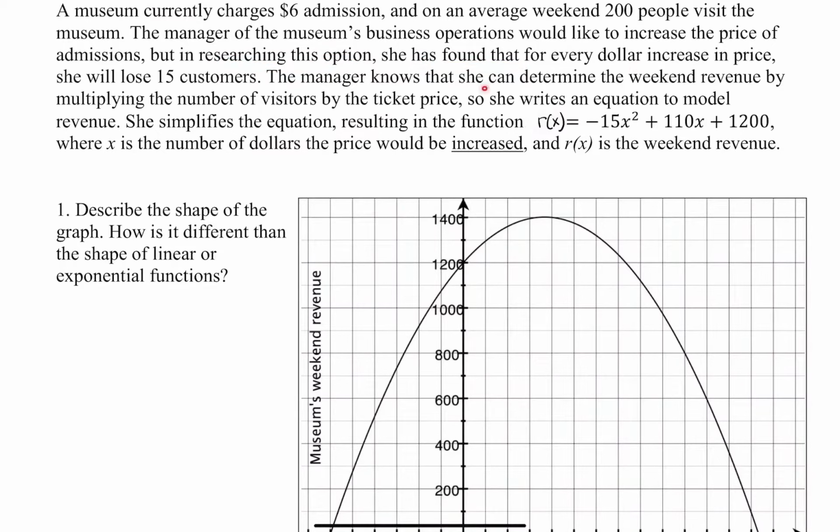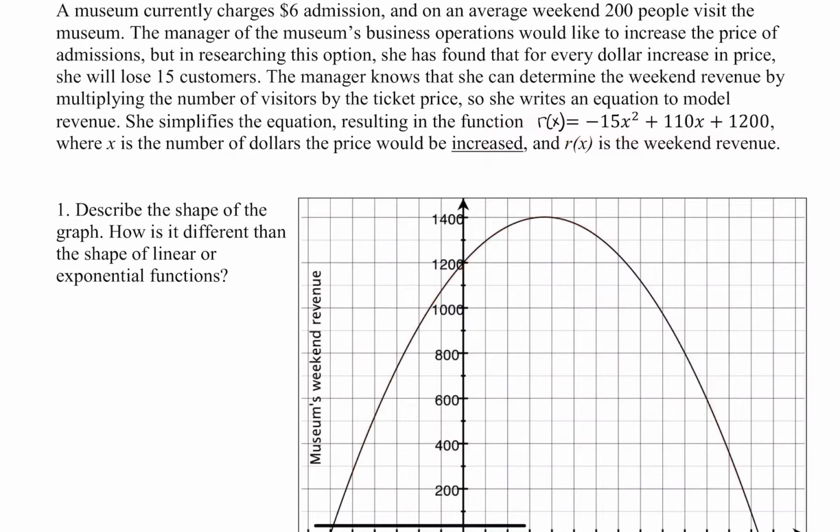The manager knows she can determine the weekend revenue by multiplying the number of visitors by the ticket price, so she writes an equation to model this revenue. And you can see this model below visually, although I have it partially cut off in the video. We'll get there. Anyways, she simplifies the equation resulting in this function, and we're really not going to go into how to get this function, but this function is the algebraic model, and here we have a graph of this algebraic model.